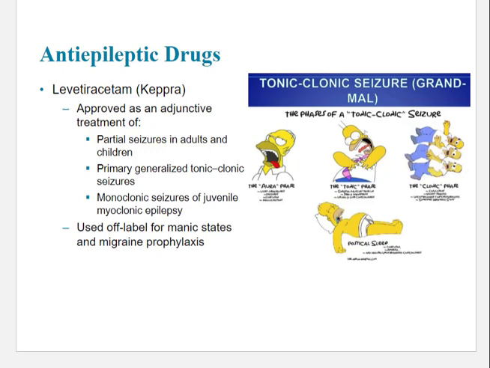Keppra. Let's look at Keppra. So Keppra is another one of those grand mal seizures. It has two names, so make sure you know both names. Levetiracetam.